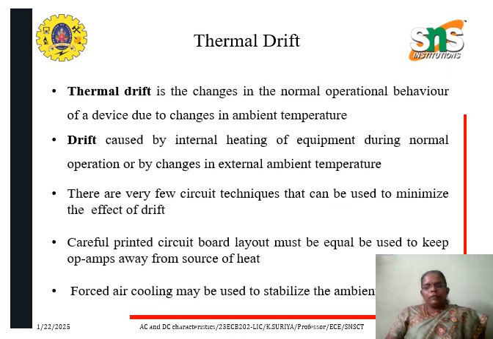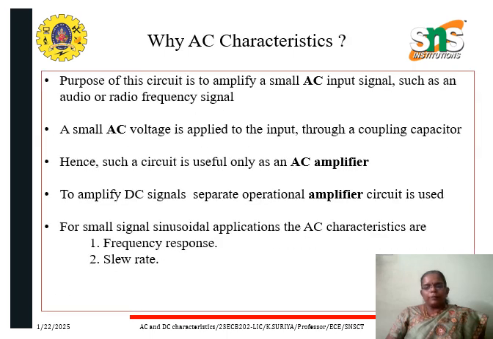Next one is thermal drift. It is the change in the normal operational behavior of a device due to changes in the ambient temperature. Drift is caused by internal heating of the equipment during normal operation or by changes in the external ambient temperature. There are very few circuit techniques that can be used to minimize the effect of drift. Careful printed circuit board layout must be used to keep op amps away from the source of heat. Forced air cooling may be used to stabilize the ambient temperature.